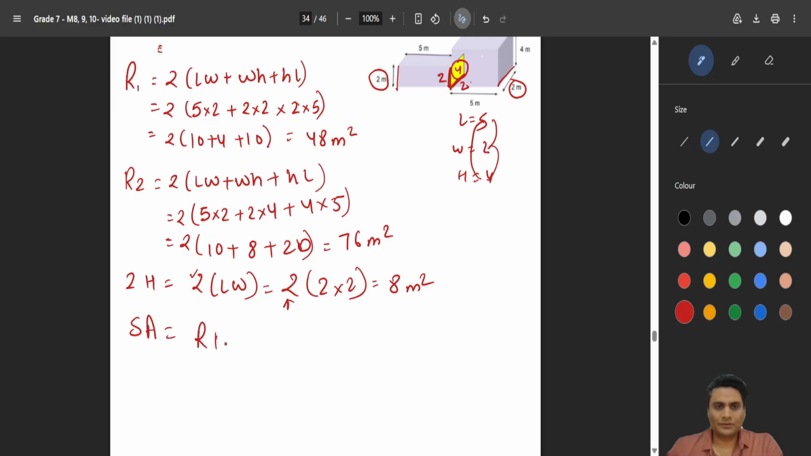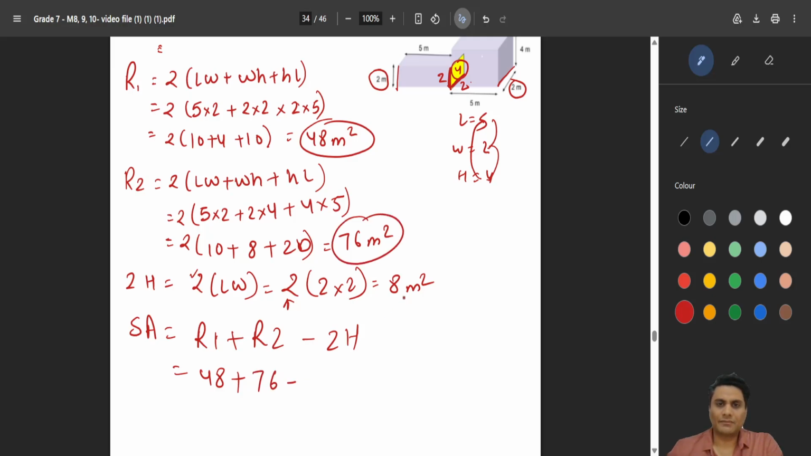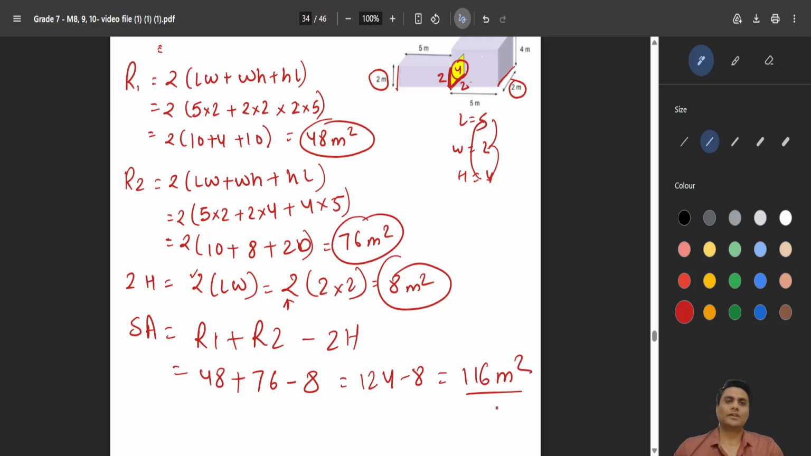Surface area was R1 plus R2 minus 2H, correct? So R1 is how much? 48. R2 is how much? 76. Minus 2H is how much? 8. So it will be total how much? 48 plus 76 is 124, 124 minus 8, 116. So 116 meters square. So this is the surface area, correct? SA, that is, surface area. Now we have to do volume.